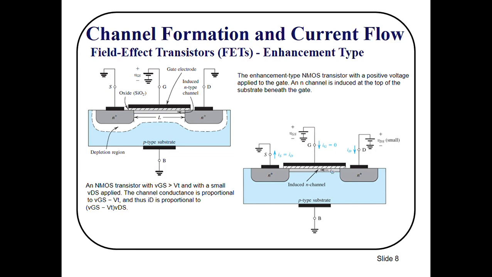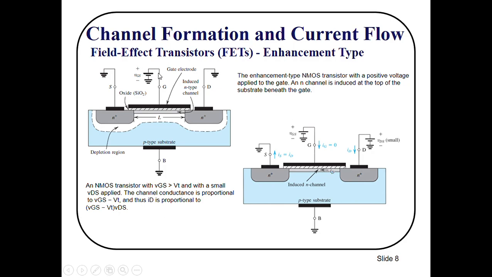So how we can form the channel and how the current flows in an enhancement type of MOSFET will be explained here. First you can see that you have grounded the source and the drain terminals, and you have applied some gate voltage here. When your Vg is equal to 0, no current will flow.